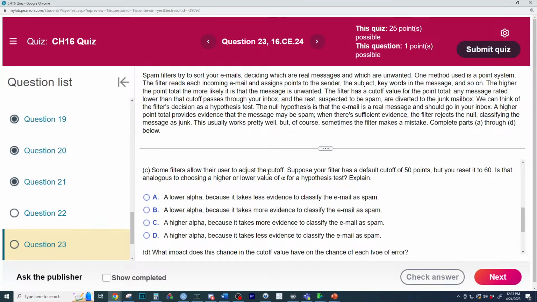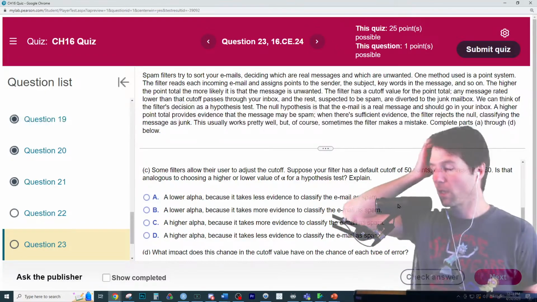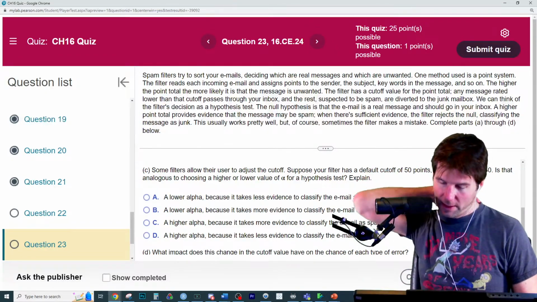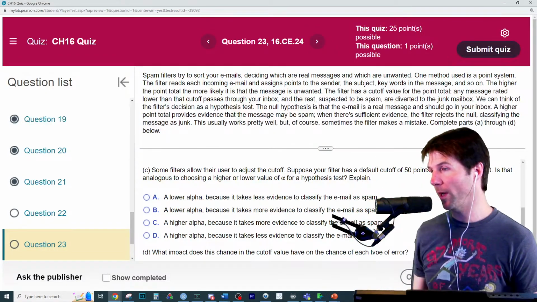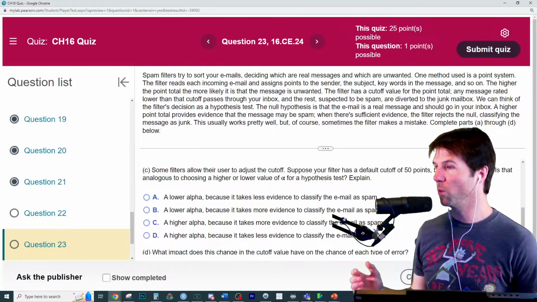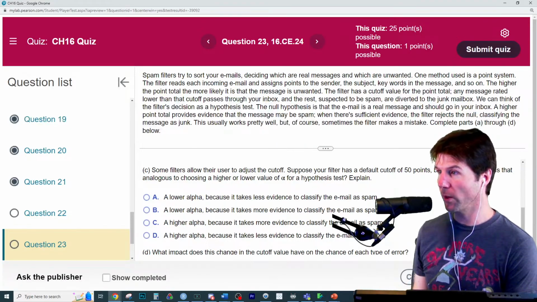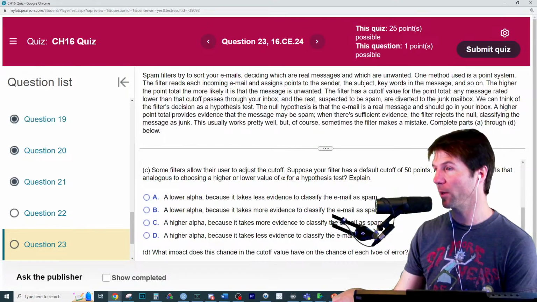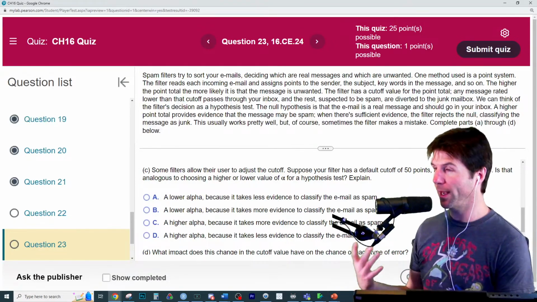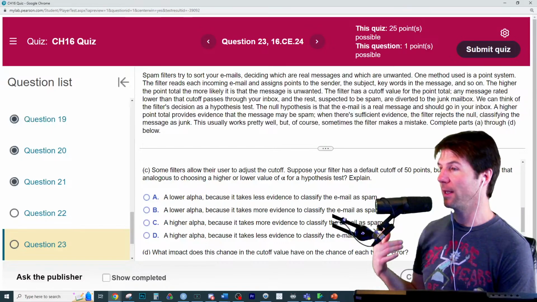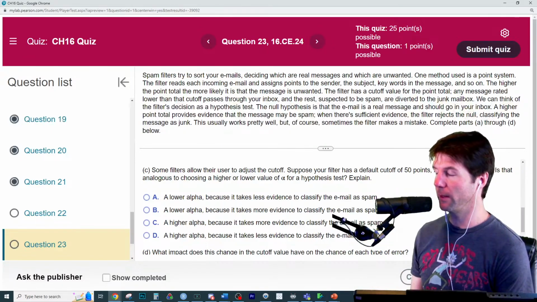Some filters allow their users to adjust a cutoff. Suppose your filter has a default cutoff of 50 points, but you set it to 60. So this is saying it requires more evidence. Now, this is where it gets tricky. So if you require more evidence, is more evidence saying you're using a lower alpha or higher alpha? If you need more evidence to reject the null, is that a lower alpha or a higher alpha?